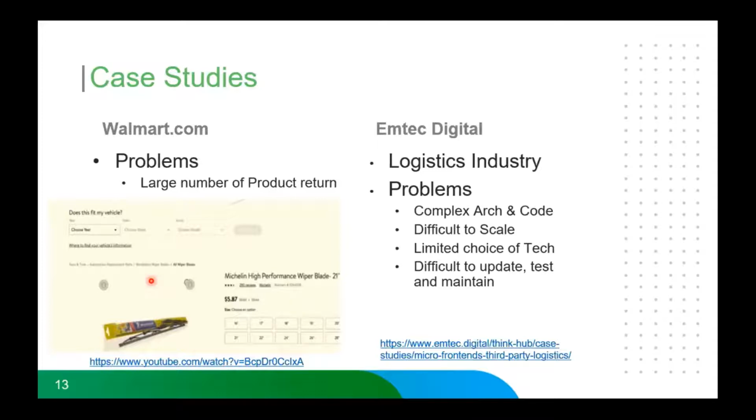Another story is Amtech Digital, one of the logistics industry's web companies. They got a customer who wanted to rewrite an application, or better to say, work on the application. The existing application is complex in architecture and code. It's hard to scale, there's a limited choice of technology, and it's difficult to update, test and maintain, as mentioned.